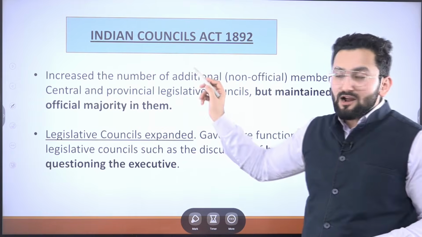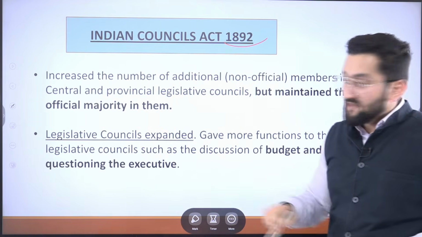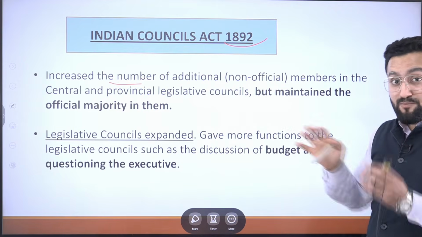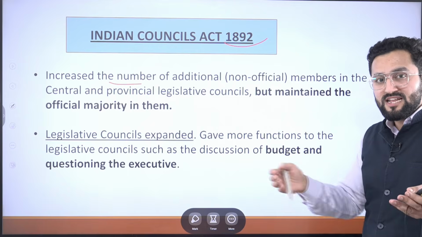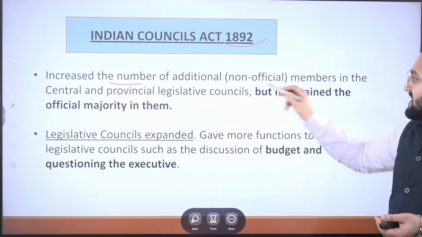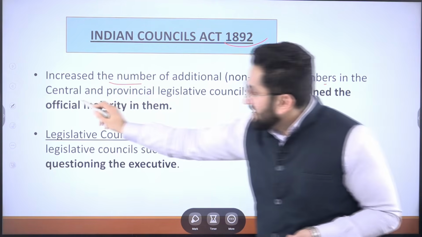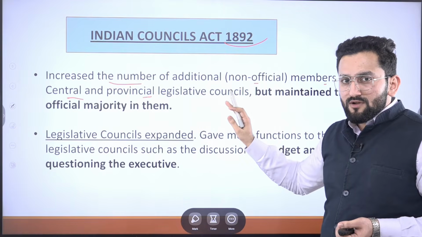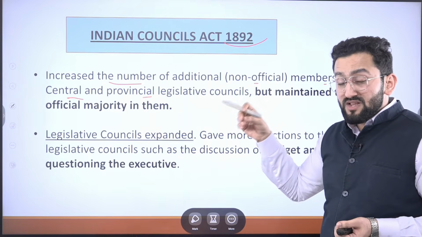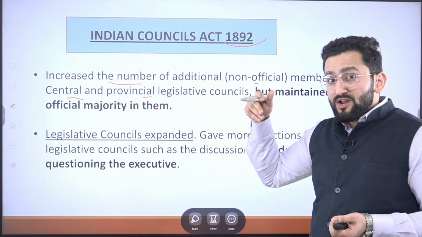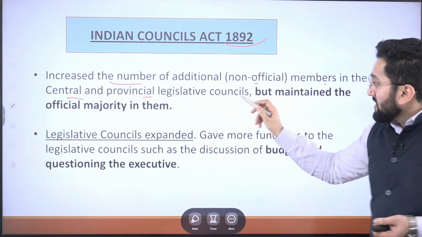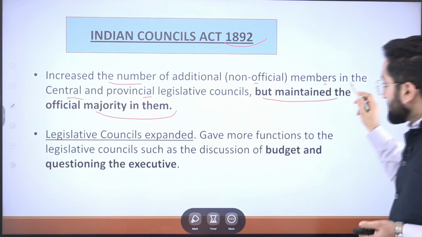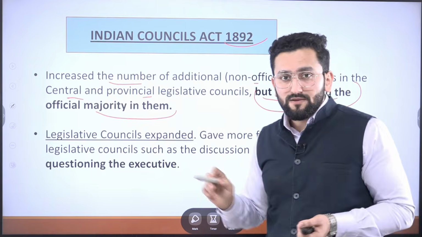Now, the Indian Councils Act 1892. It increased the number of additional members. The purpose was to expand the involvement of Indians, non-official members, in central and provincial legislative councils. Now what is important is that you need to identify the trick part, but maintain the official majority in them. The trick will be played here in the bold part.